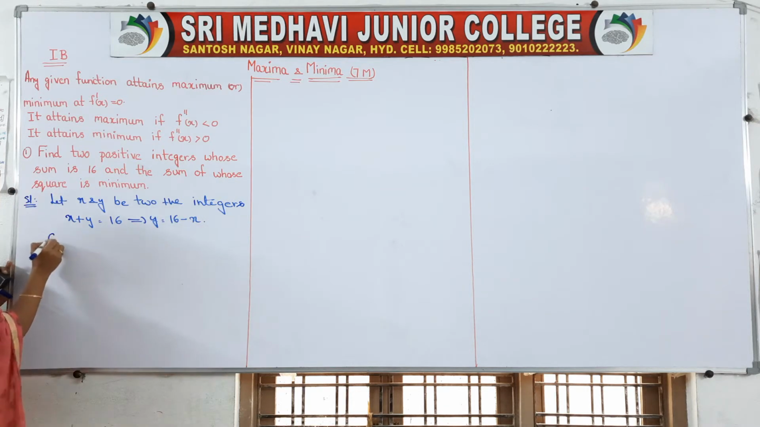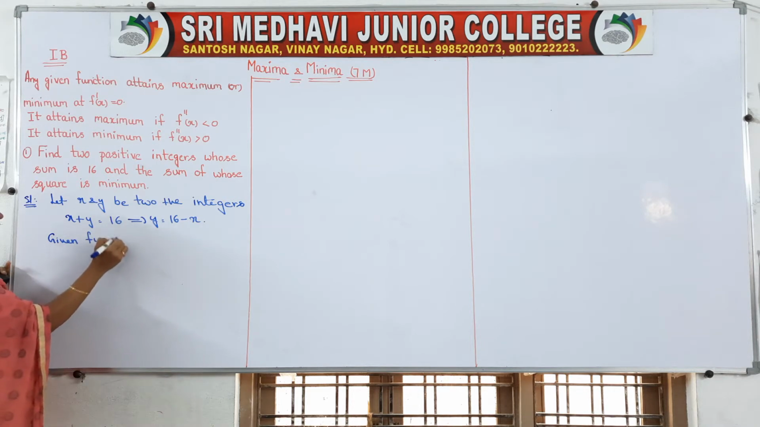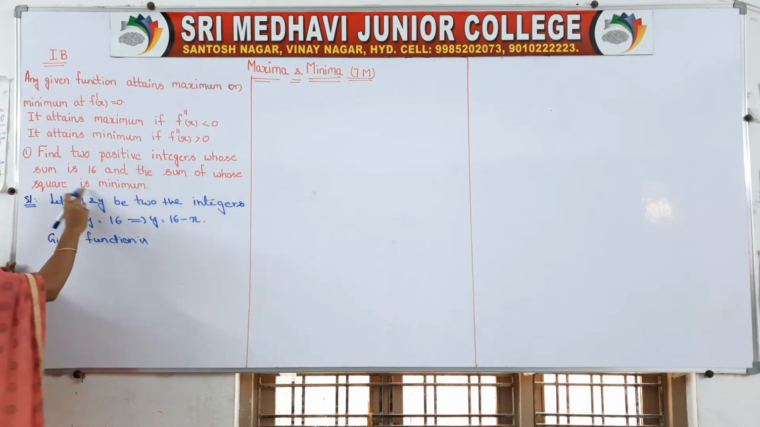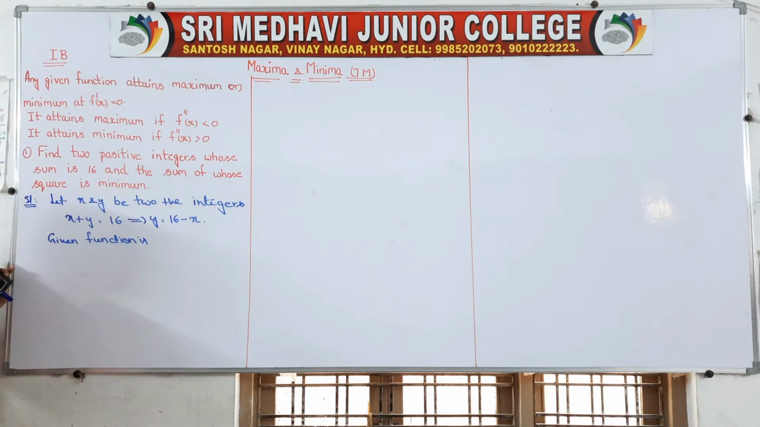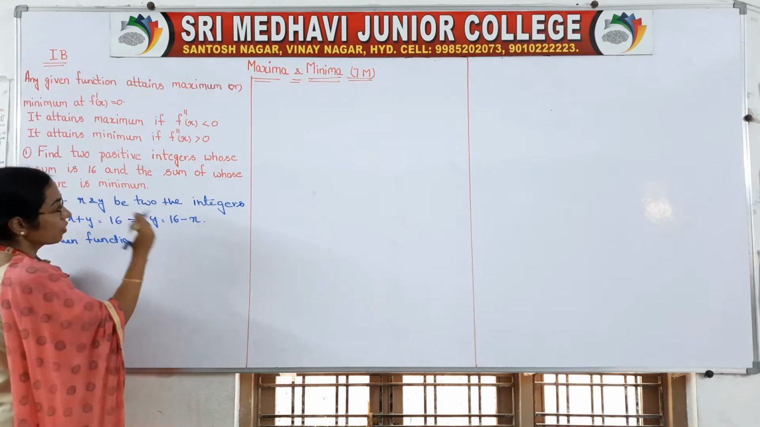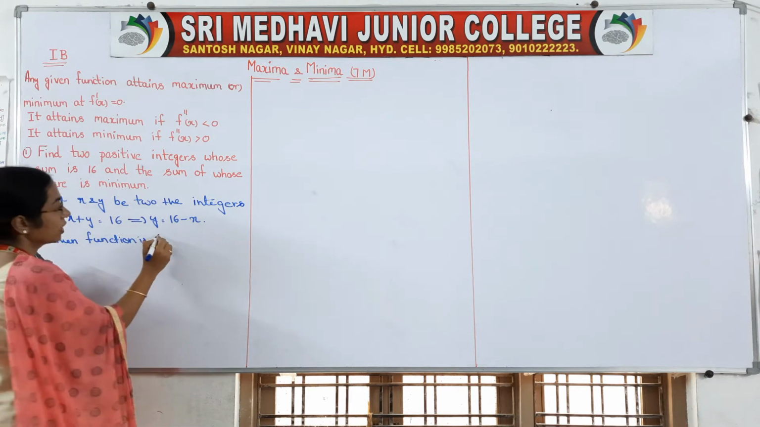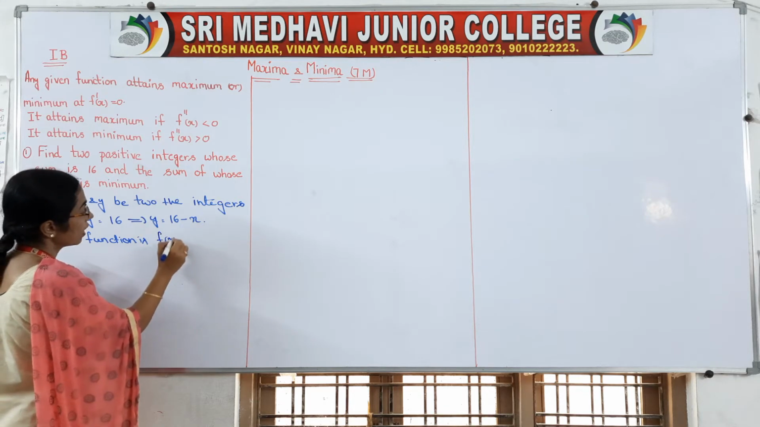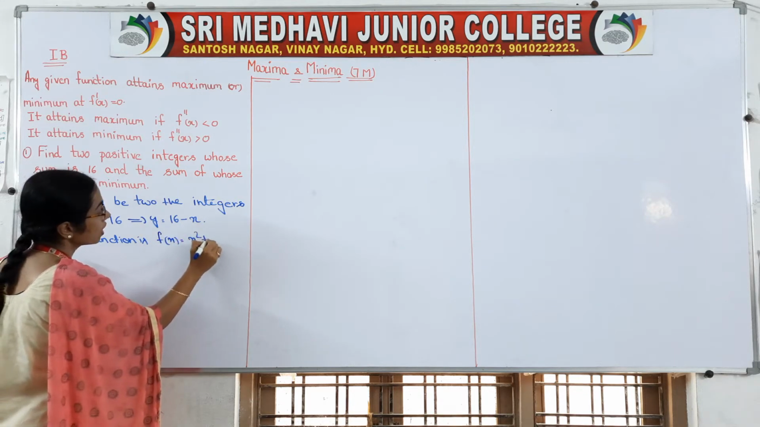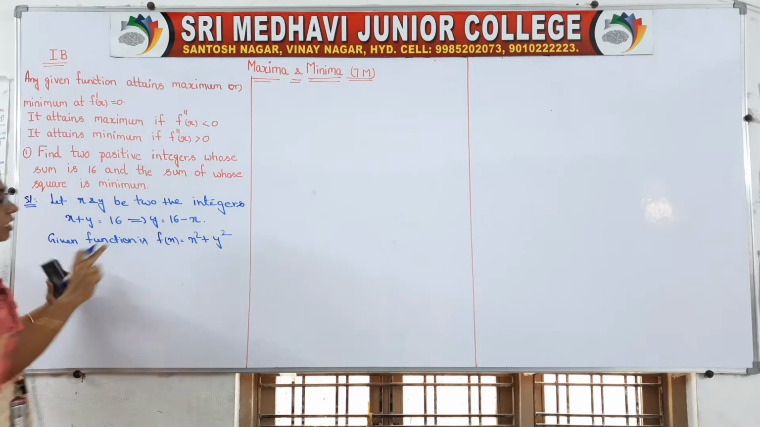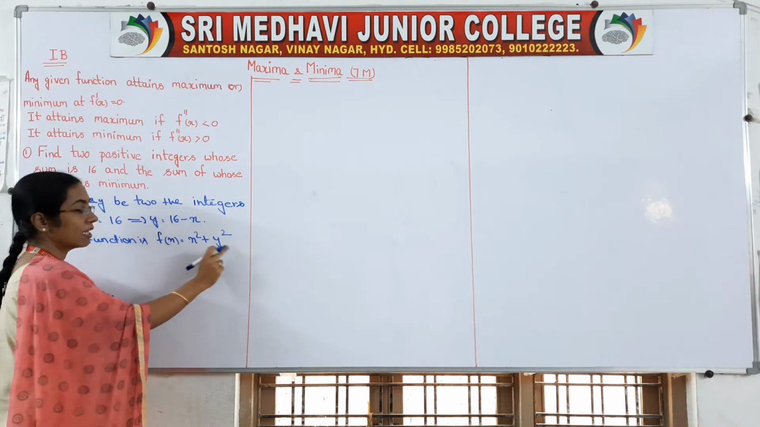What is the function given to us? Sum of whose squares we have to find, right? So we have to show that it attains a minimum. So that function is f of x is equal to x square plus y square. Sum means addition, right? Sum of the squares of the numbers.